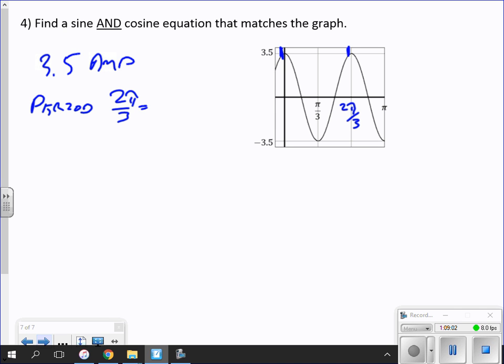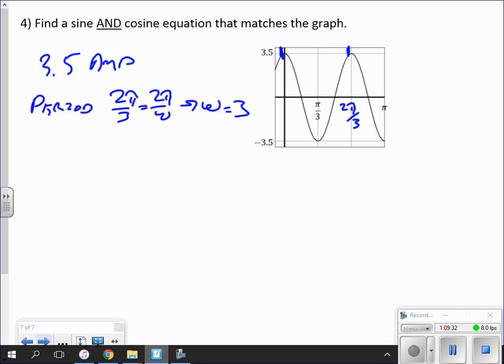But remember, to write the equation, we need to know what our W is. And it's 2 pi over W, which means that our W is 3, because our period is 2 pi over 3. Now, do we have a vertical shift? No, because our top and bottoms are the same except for plus and minus. So we do not have a vertical shift.